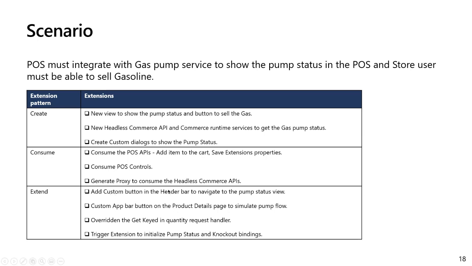If you go to the welcome screen or any screen, you'll always see the header bar, right? In that header bar, we'll show you how to add a custom button, and also we'll cover how to add an app bar button and override one of our handlers to modify the business logic. We'll also show a quick sample on the trigger.